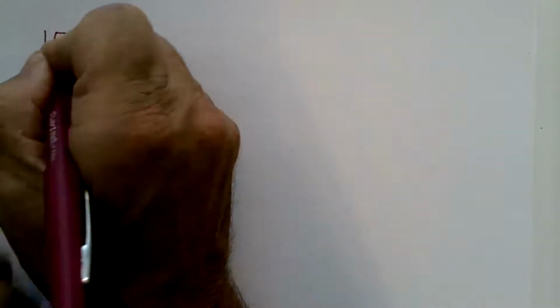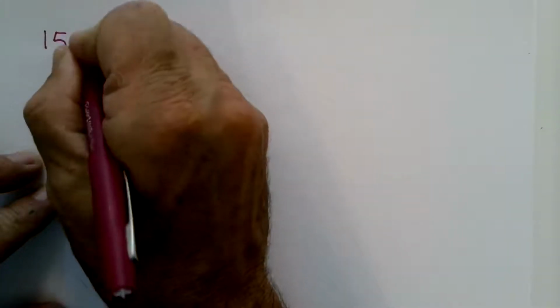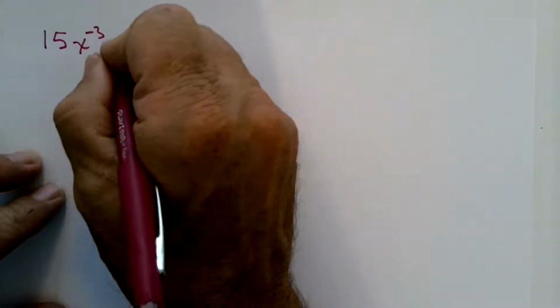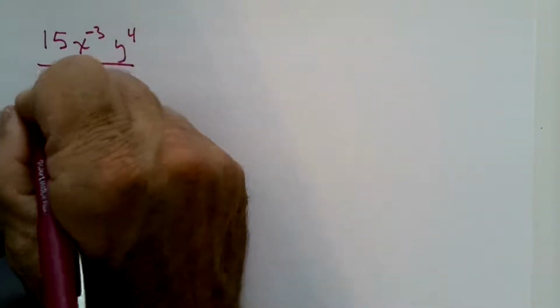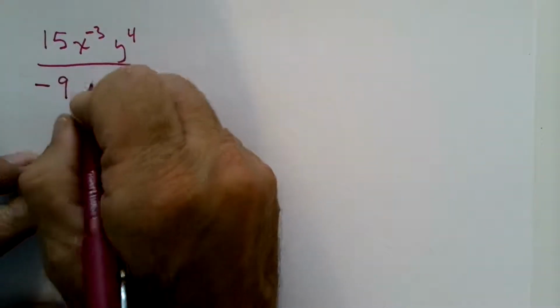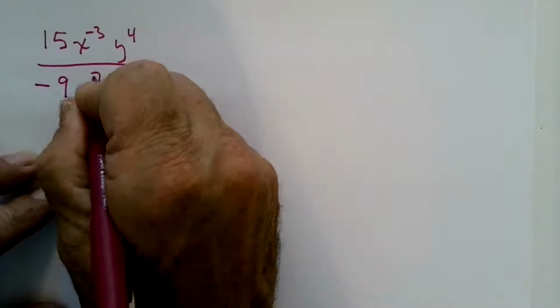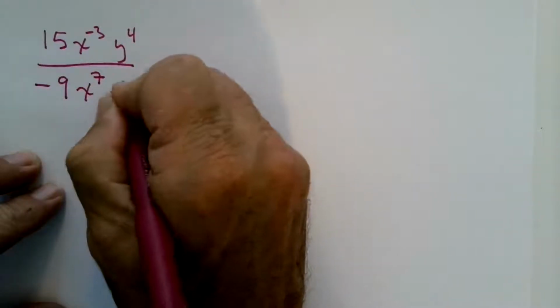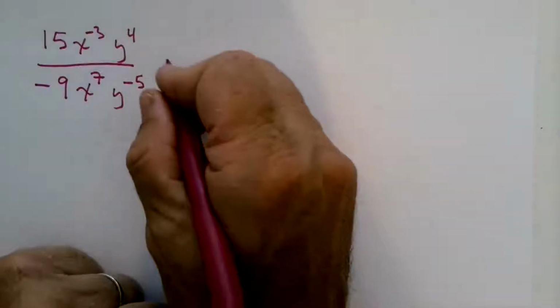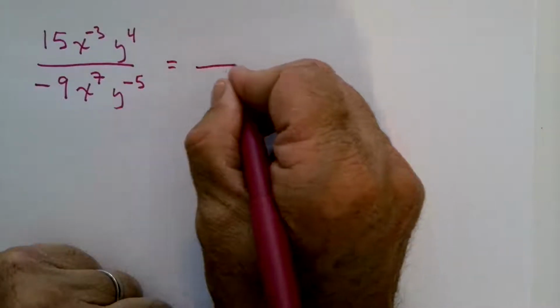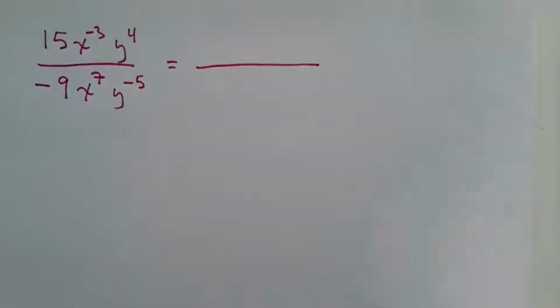So the first thing we're going to look at is 15 x to the negative 3, y to the 4th, over negative 9, x to the 7th, y to the negative 5. Now, there's multiple parts to this problem. We're going to break it down into its pieces. We have numbers, we have x's, we have y's.